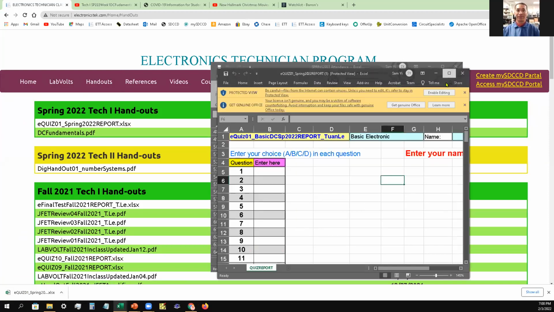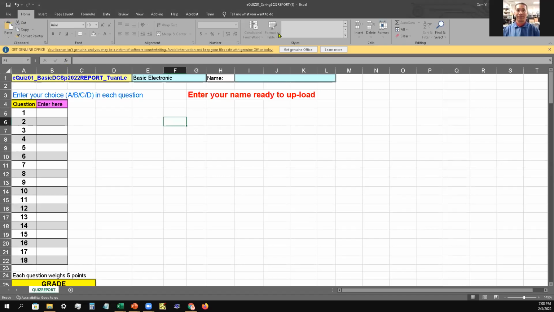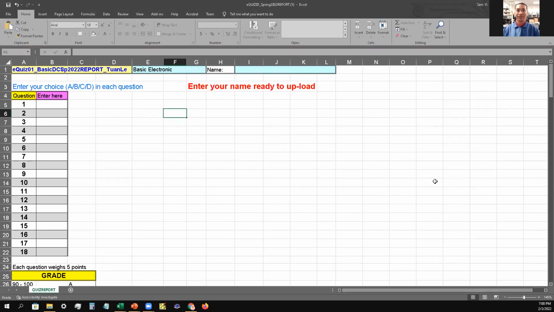Open it up and click on enable editing, and close that. When you come in here, make sure you put your name on here first. Then you go through and put your answers on this from number 1 to 18, and then make sure you save this file, because later on you're going to have to upload it to the website.